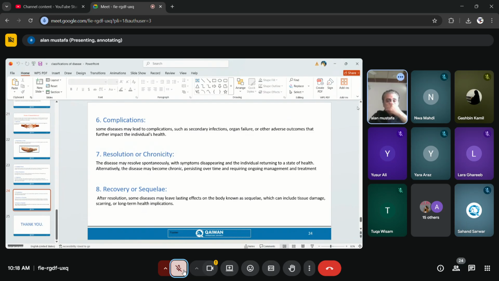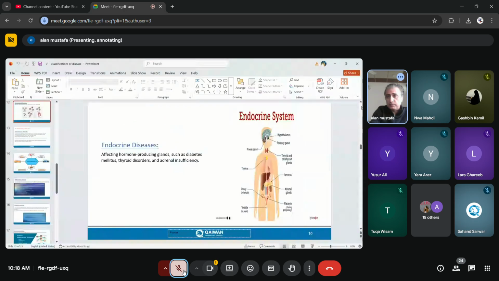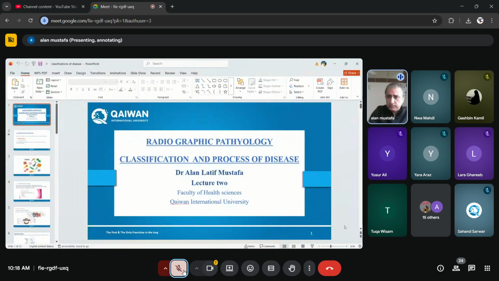Rhinoplasty is very common here, especially in females, even males, young males do rhinoplasty, nose job. It is very common, and most of the patients who had rhinoplasty or nose surgery are not happy with the results.